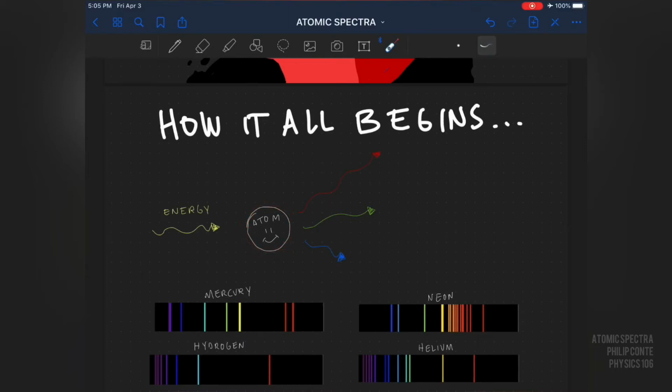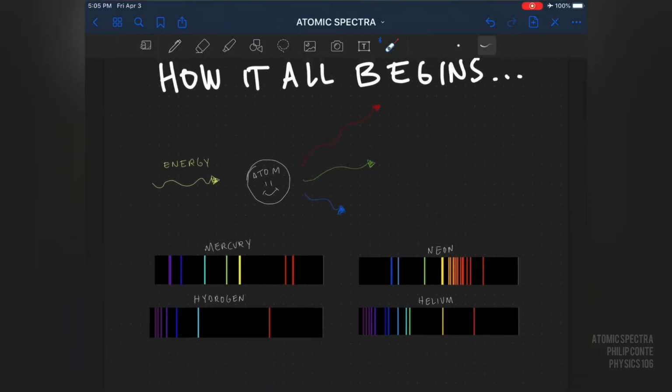It will then emit its energy in the form of light, and that energy will be seen as different colors based on wavelength. As you can see here, each element has a unique combination of lights called its atomic spectrum. This kind of acts like a light signature for each of the different elements that we know of. Here are examples of just a few, like mercury, neon, hydrogen, and helium.